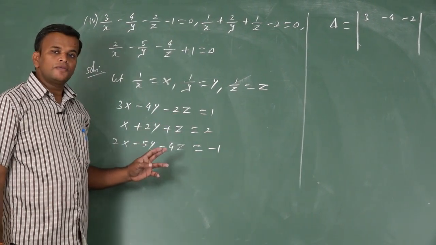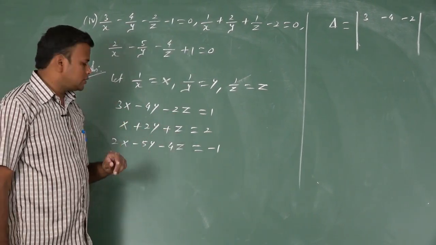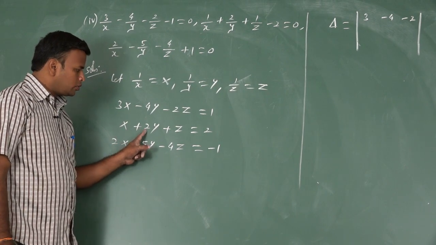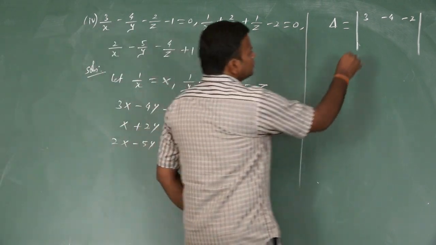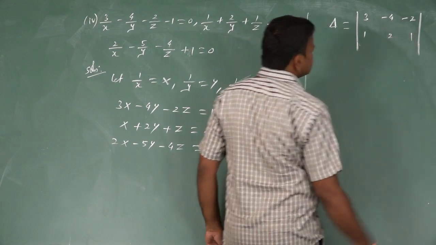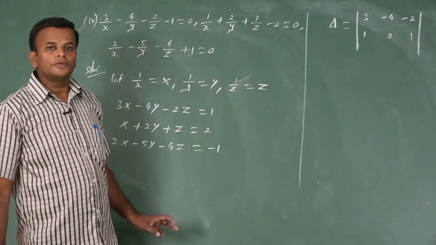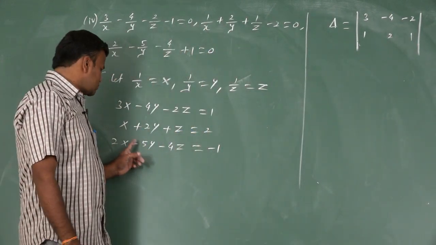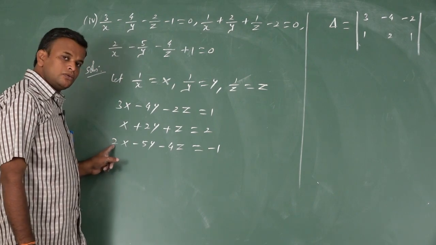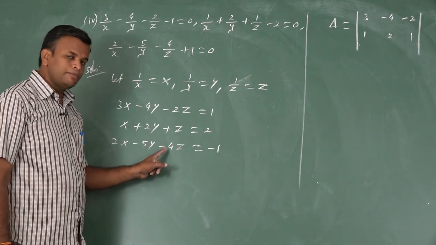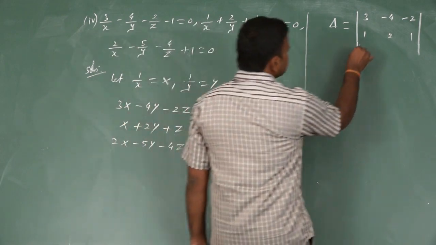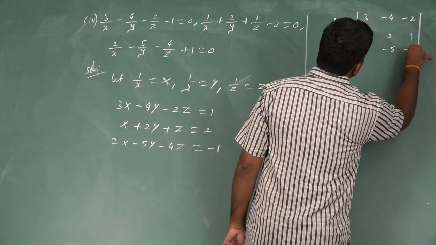Second row, coefficient of X, Y, Z in the second equation: 1, 2, 1. Third row, coefficient of X, Y, Z in the third equation: 2, minus 5, minus 4.